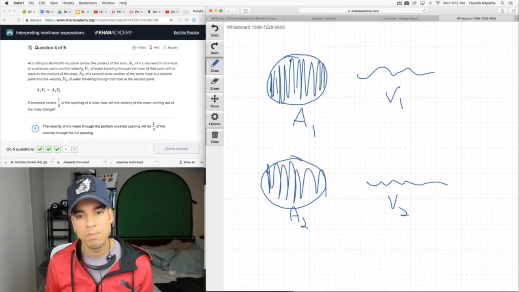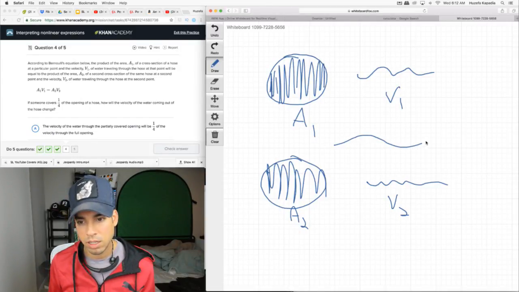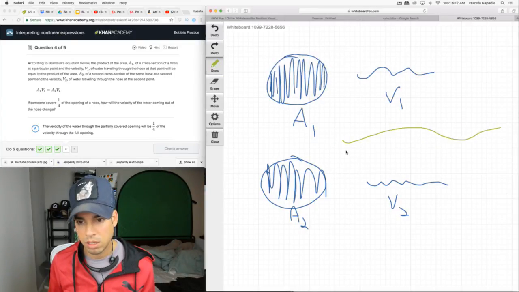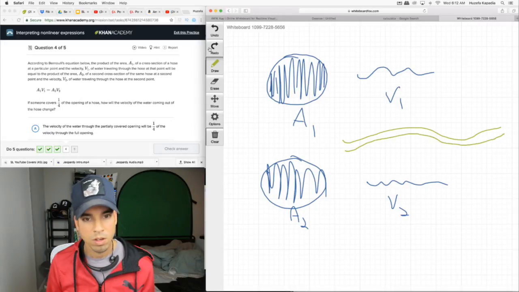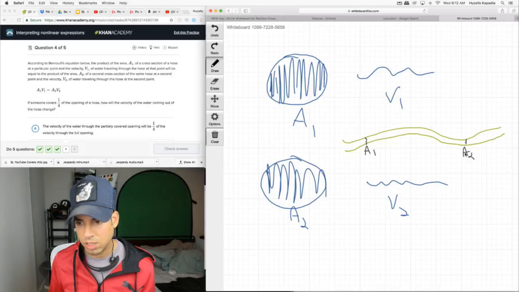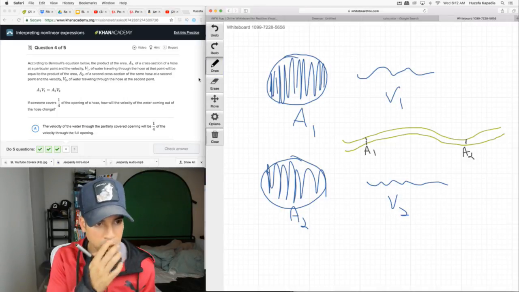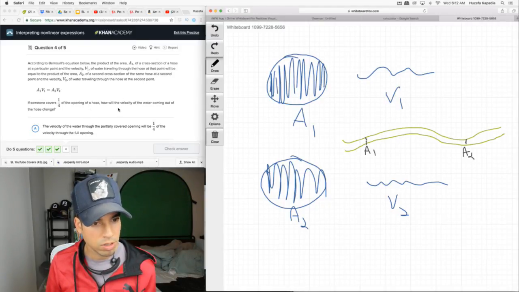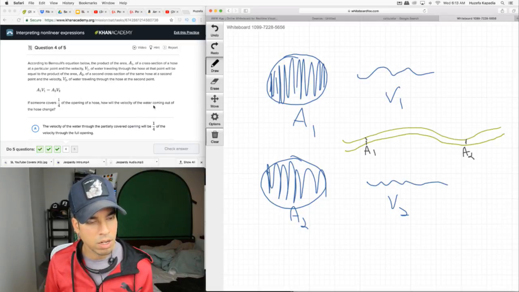You choose 2 points. If we had a hose like this, let's make our hose green, they're saying that the cross-section here maybe is A1 and here is A2. And then if we take A1 times V1 at that point, it would be equal to A2 times V2 over here. So I guess it's always equal. If someone covers 1/4 of the opening of a hose, how will the velocity of the water coming out of the hose change?